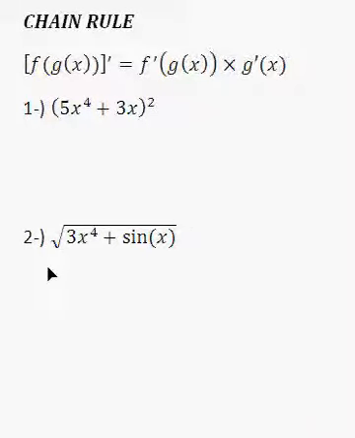Good evening. Tonight I will try to explain the chain rule. I find it a little bit tricky to explain. Hopefully it'll make sense to everyone. Just to get started, I'll give you guys two examples as well.